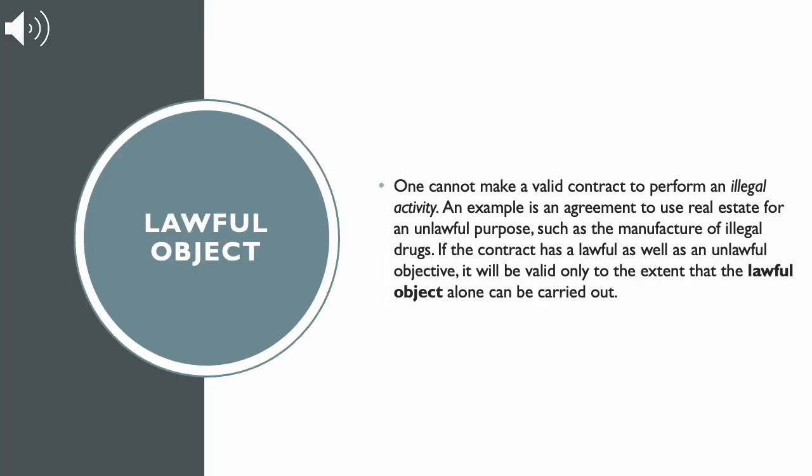A lawful object. One cannot make a valid contract to perform an illegal activity. An example is an agreement to use real estate for an unlawful purpose, such as the manufacture of illegal drugs. If the contract has a lawful as well as an unlawful objective, it will be valid only to the extent that the lawful object alone can be carried out.